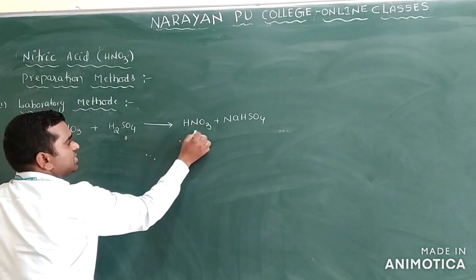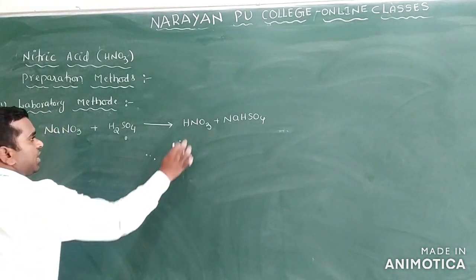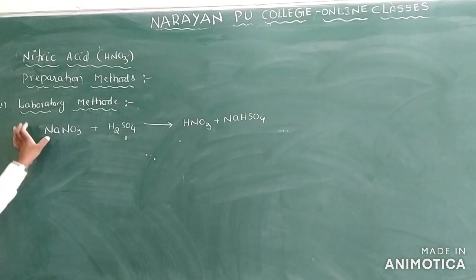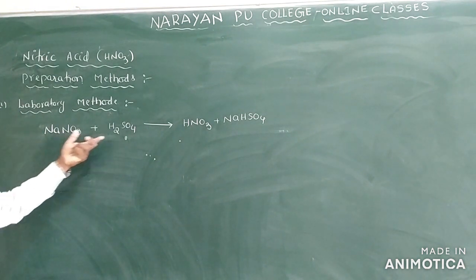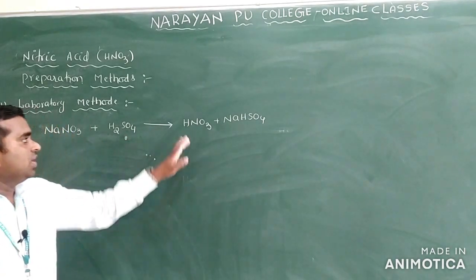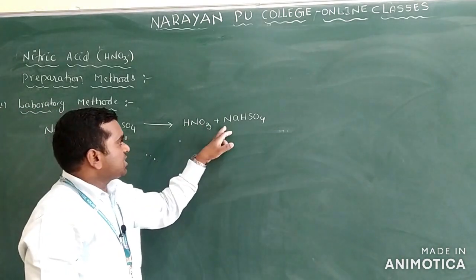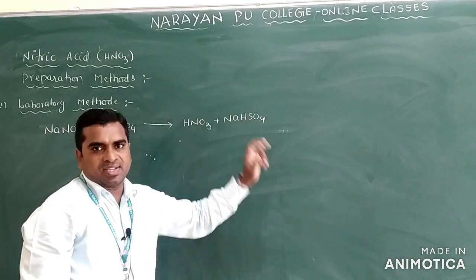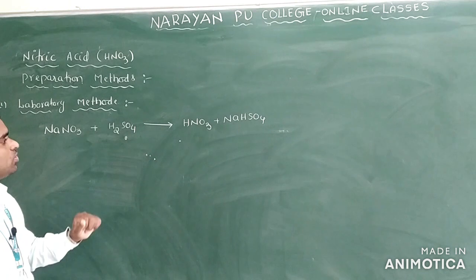What we will call this is nitric acid. Clear? So this is the laboratory method. Take sodium nitrate or potassium nitrate treated with sulfuric acid. You will get HNO3, nitric acid, plus sodium bisulfate or sodium hydrogen sulfate. Clear, ma? So this is about the laboratory method.